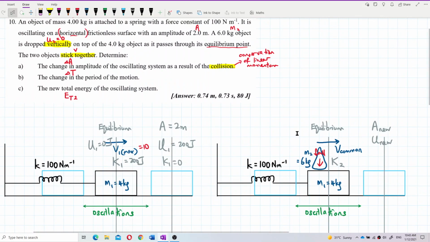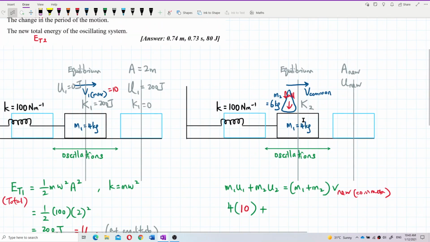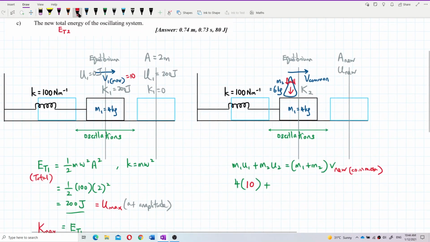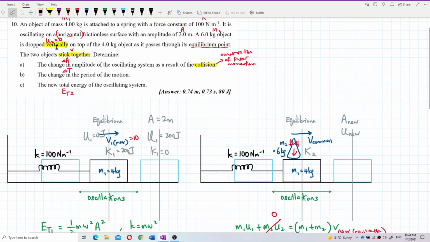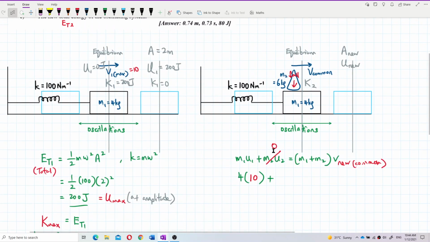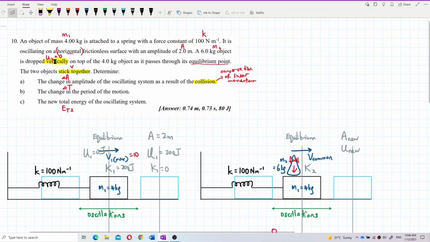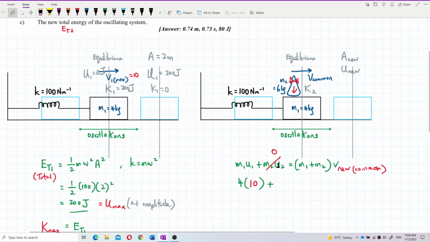So that means the 6 kilogram, because it dropped vertically, doesn't have any horizontal velocity. So we can say this one is 0, because U2 is 0. Understand? It dropped vertically on it, so it only has vertical velocity, but that doesn't matter, because the motion is just horizontal. So drop vertically means U2 is 0, no horizontal velocity.